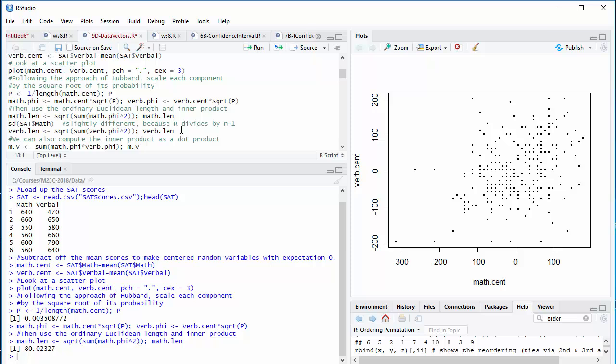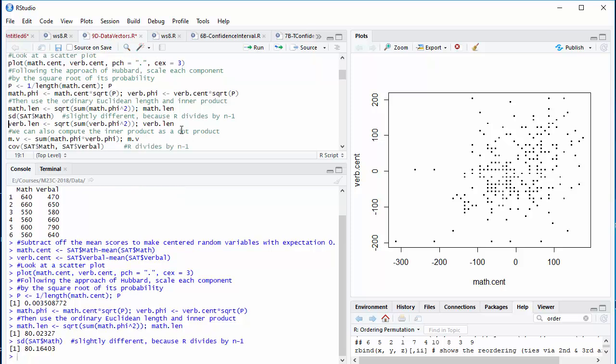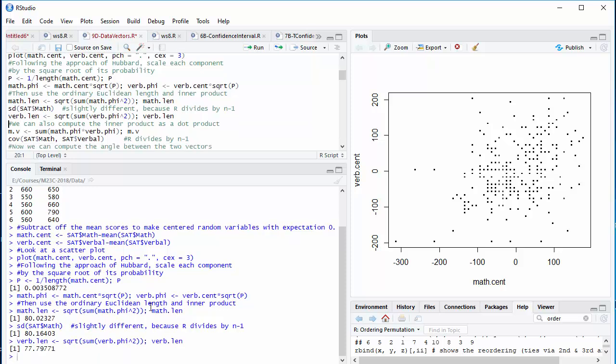There's a much easier way to get that. I just ask for the standard deviation of the math scores. And the two things are not quite the same because here I divided by n, the number of entries. R divides by n minus 1, trying to estimate the standard deviation of the population. But we've got so many samples, the difference is insignificant. I do the same thing with the verbal scores.